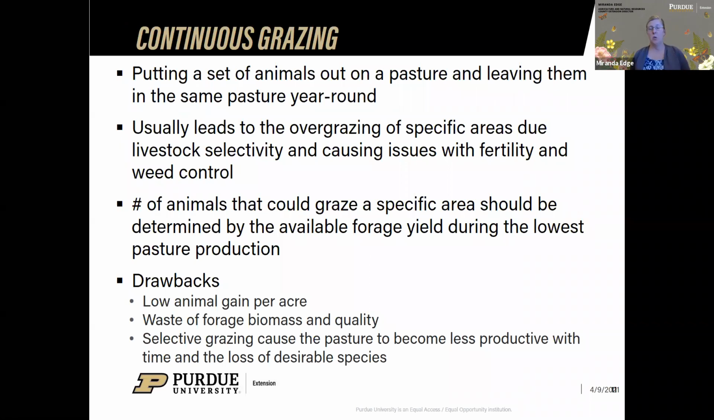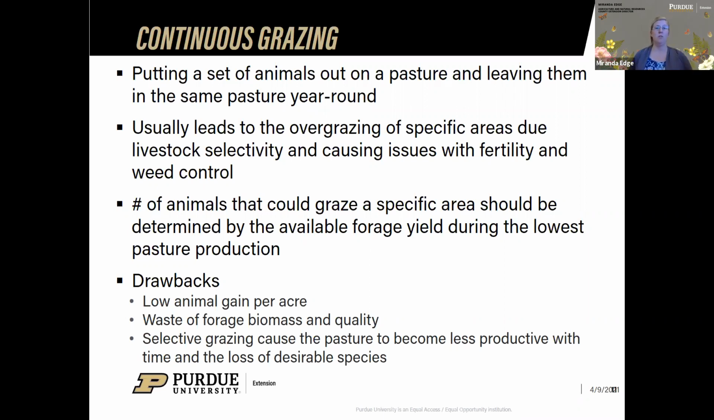Continuous grazing is what we have historically used, at least in Southern Indiana. This is a very popular way to manage grazing. It's putting that set of animals out there at whatever your stocking rate is, say 2.5 units per acre for that particular livestock, and leaving them in that same area for the entire year.